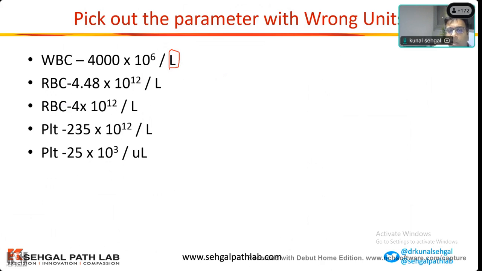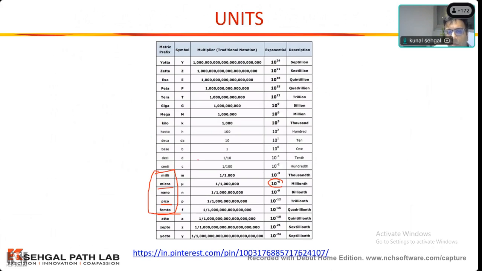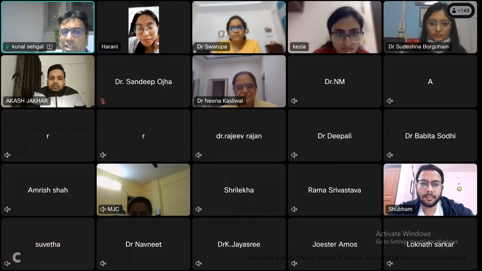So we'll go back to the units. That is why I kept the scale. If you move from micro, it is 10 to the minus 6 of a liter. Yes, sir. 1 liter has 10 to the 6 microliters.